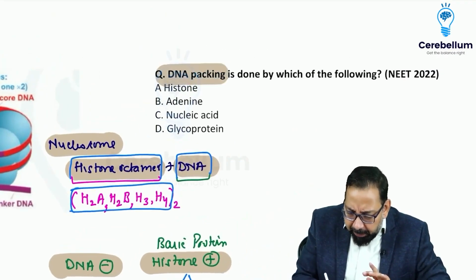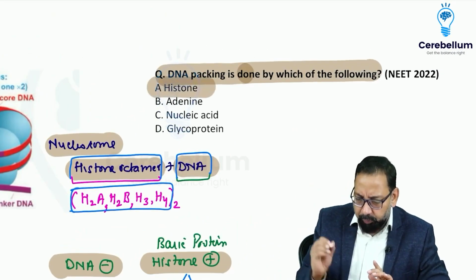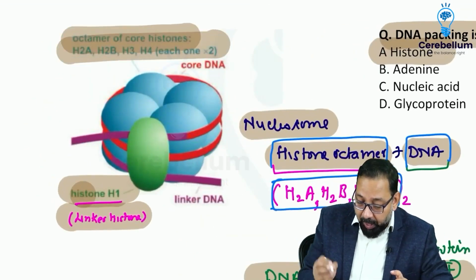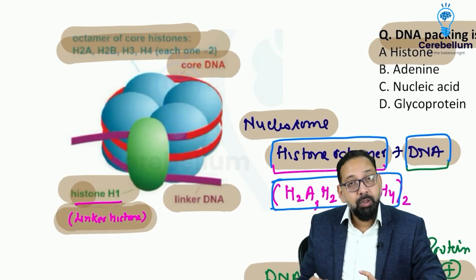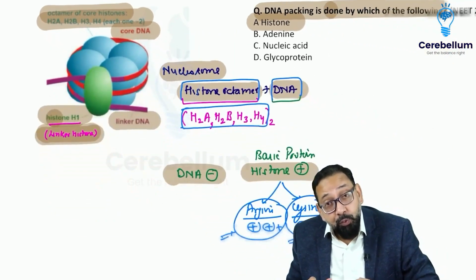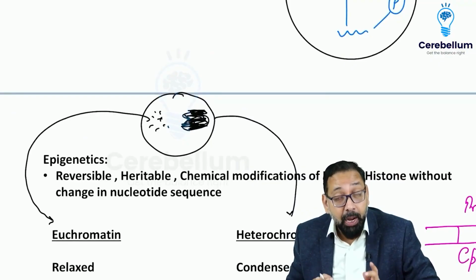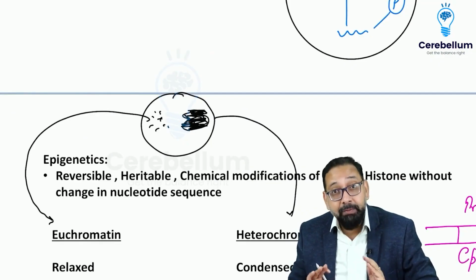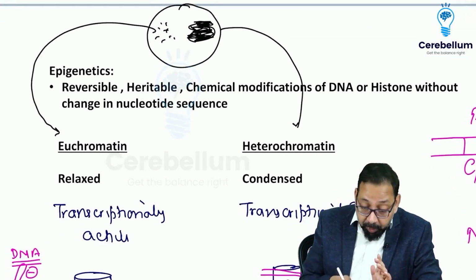Yes, DNA packing is done by which of the following? Answer is histone. Now this is octamer of core histone. Yes, and this is core DNA. This is linker DNA, linker histone. Now concept of epigenetics. I have given already idea, but I will first explain few concepts, then I will define epigenetics. Recently asked question and topic.